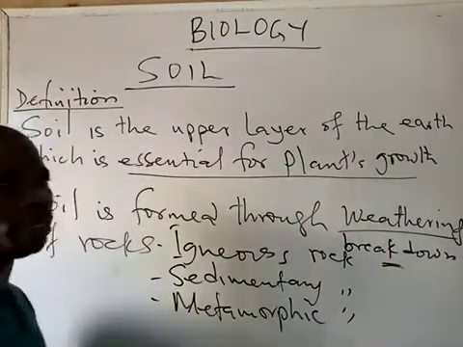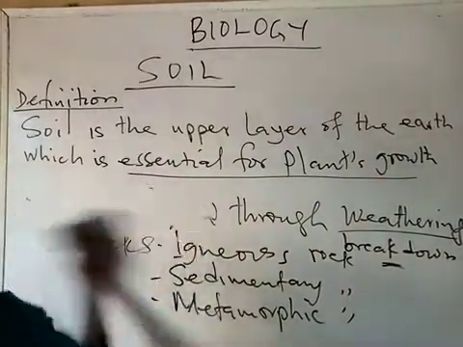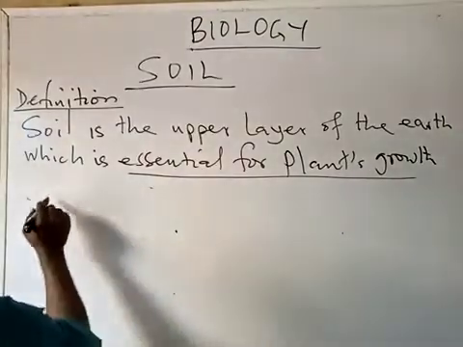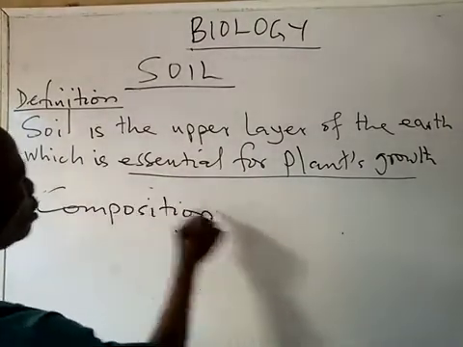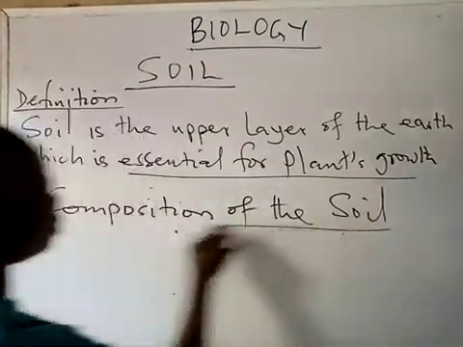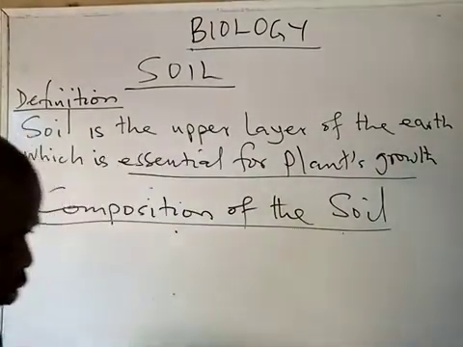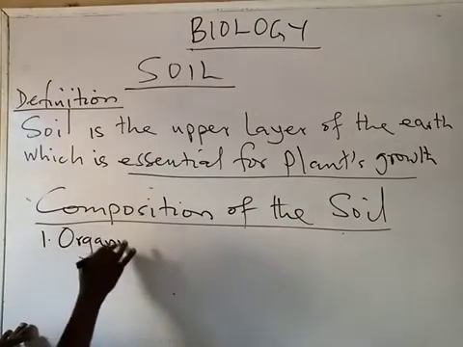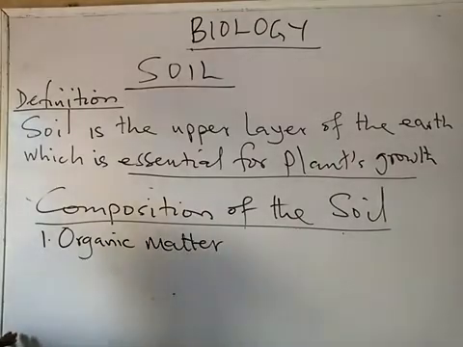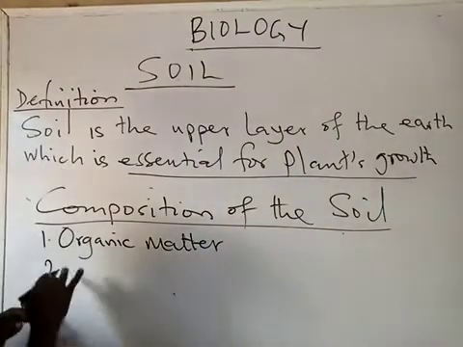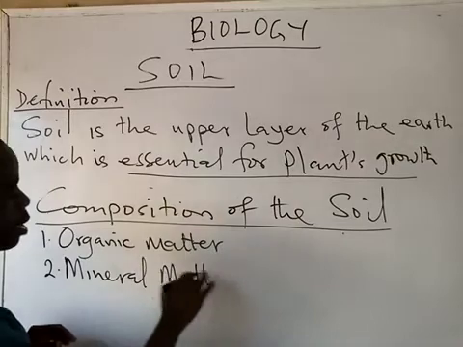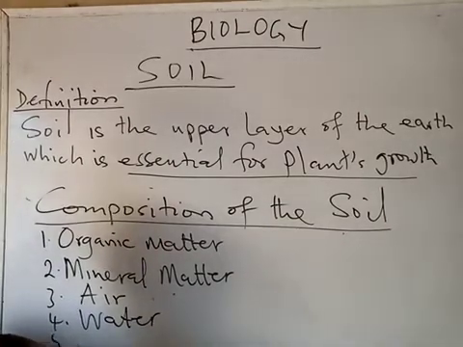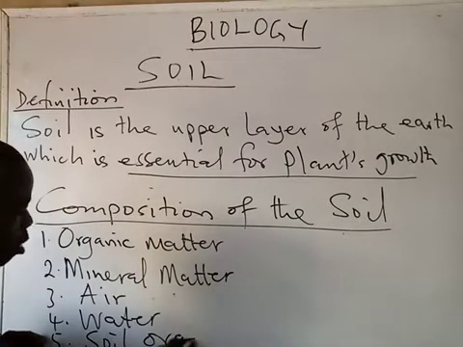Now basically we want to look at the composition of the soil. Now the soil is composed of 5 major components. One, it is made up of the organic matter content. And 2, in the soil we also have mineral matter. In the soil we have air. In the soil we have water, and the final one are the soil organisms.